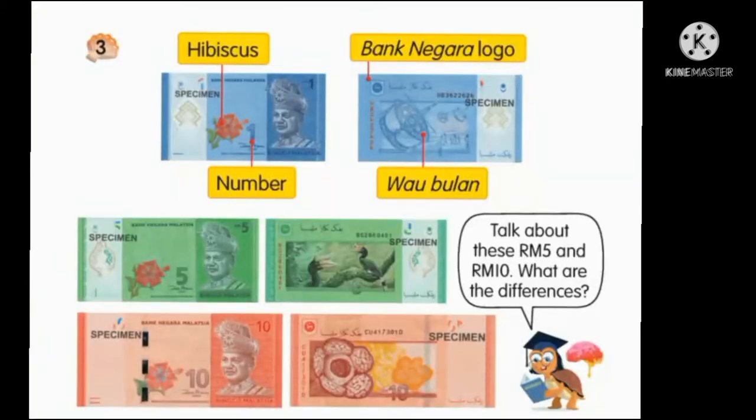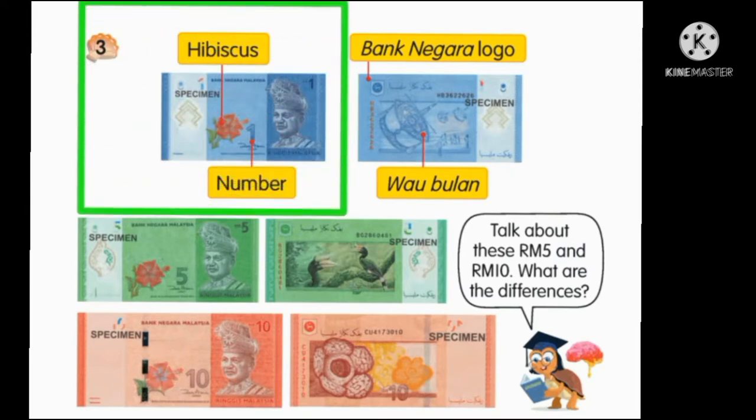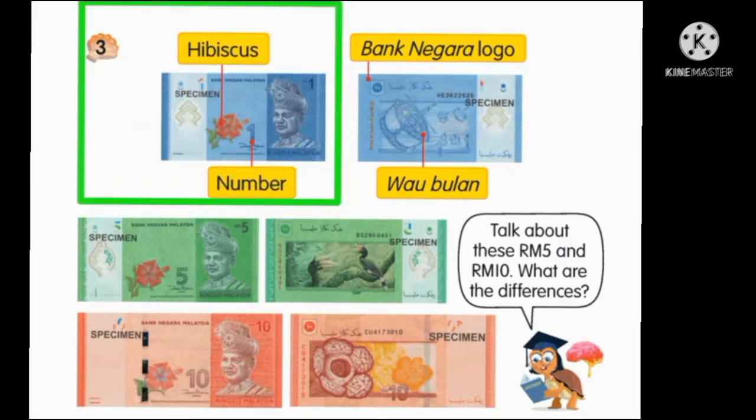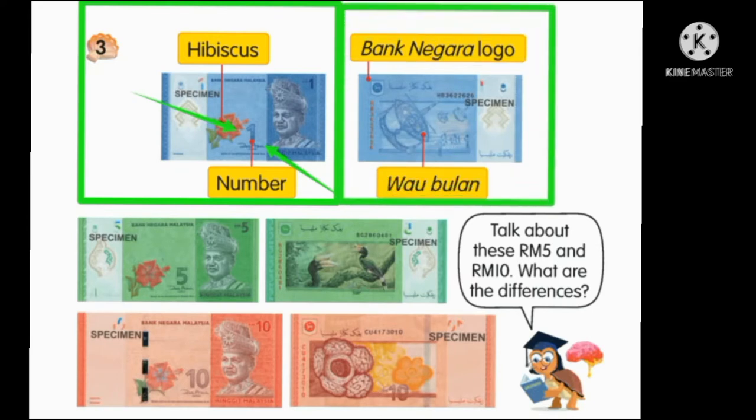Now let's talk about 1 ringgit, 5 ringgit and 10 ringgit. Here is 1 ringgit. What we can see here is a hibiscus, and the number 1. And here at the back we can see the Bank Negara logo and Wau Bulan.